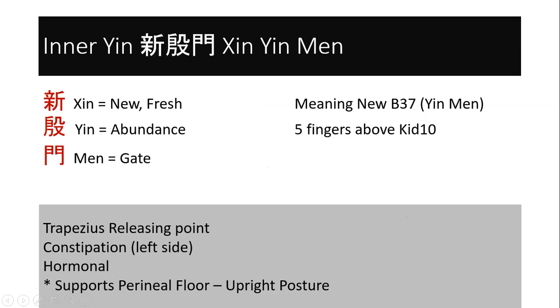The next point is actually on the kidney channel. It is not a kidney point though. That's called inner yin. It is on the kidney channel about 5 fingers above kidney 10. This is a very, very important point. The main usage of this point is really to support the perineal floor, to give the upright posture its rooting. Many people, everything just falls down in the legs. So inner yin is a place where things start to lift up.